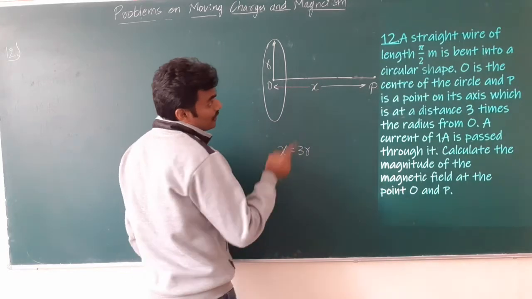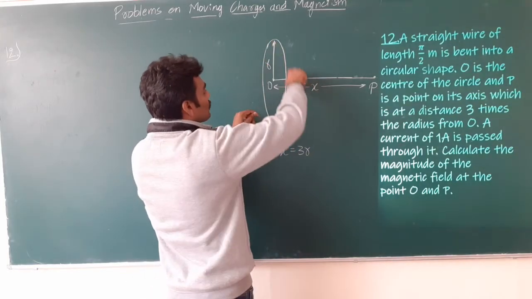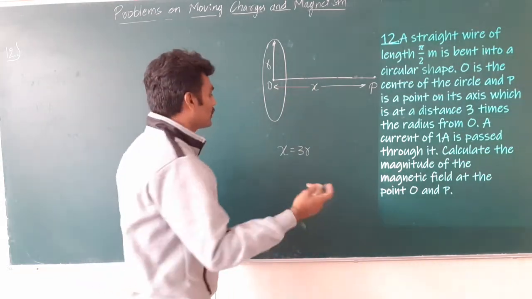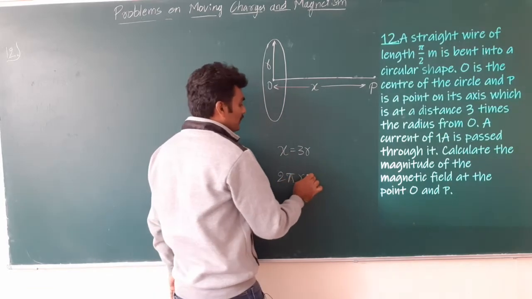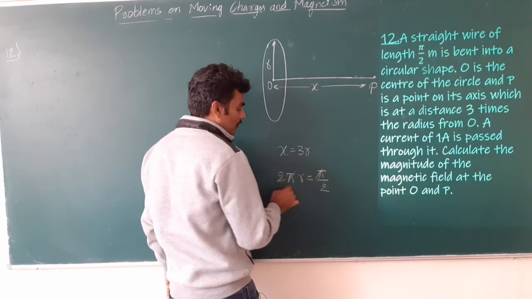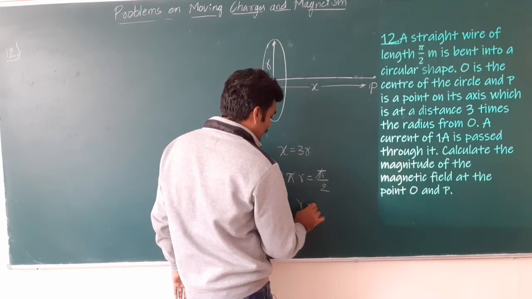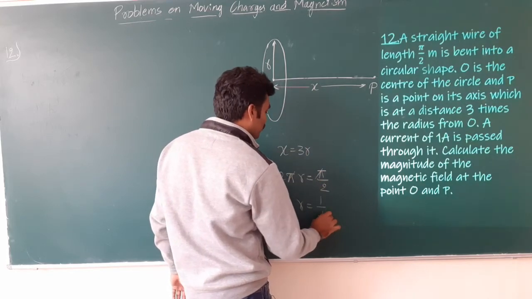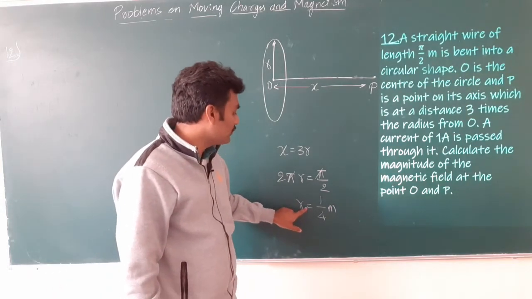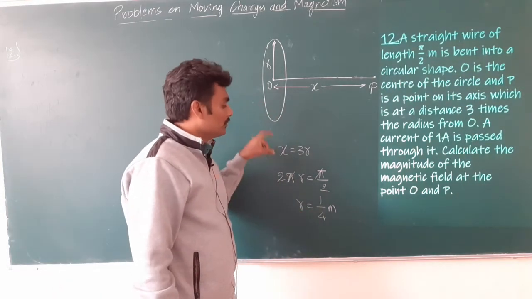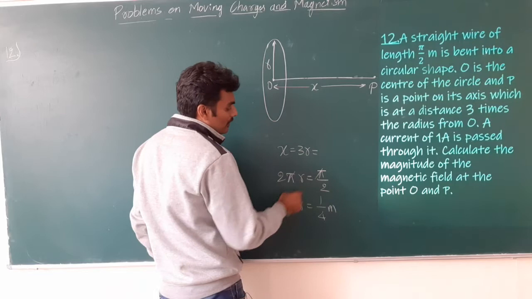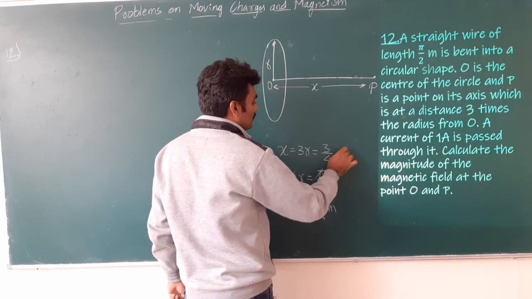So what is given actually? A straight wire of length pi by 2. So the total length of the wire is pi by 2, which itself is the perimeter of the circle or the circumference. So 2 pi r is equal to pi by 2, right? So pi cancels, and hence the radius of the given wire is 1 by 4 meter or 0.25 meters. Fine. So we now got the value of radius of the coil, and now we can get x. X is 3 by 4 meter.